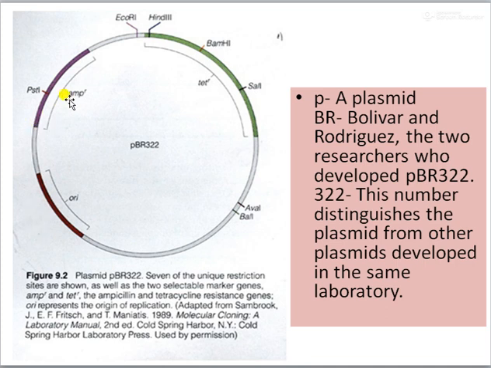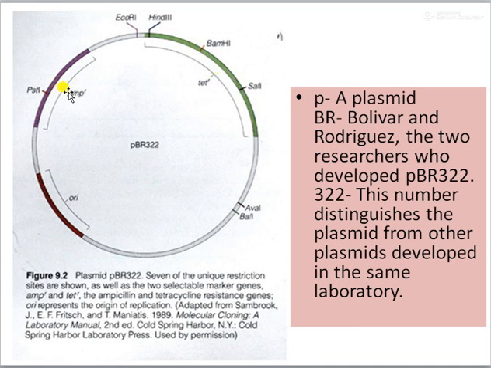Now look at this portion. This is AMR, that is ampicillin resistance. So all those bacterial cells which have this particular plasmid will attain the property of ampicillin resistance. Then here there's another one, TET-R. TET-R is tetracycline resistance. That is also a selectable marker.